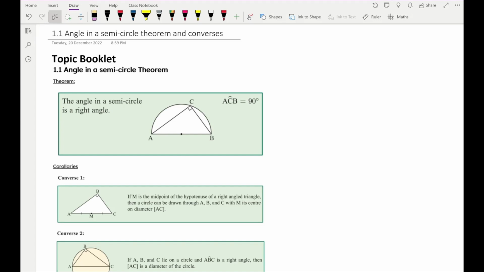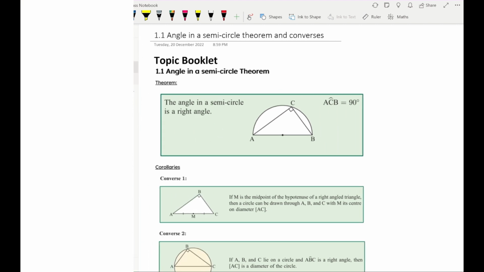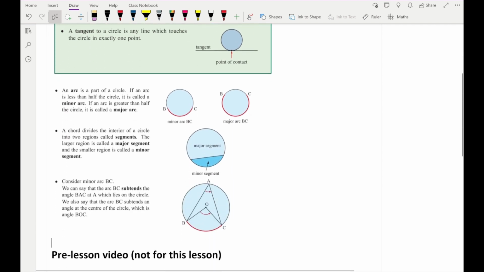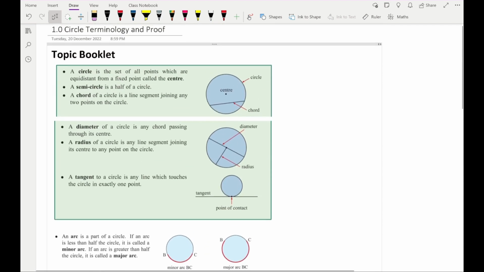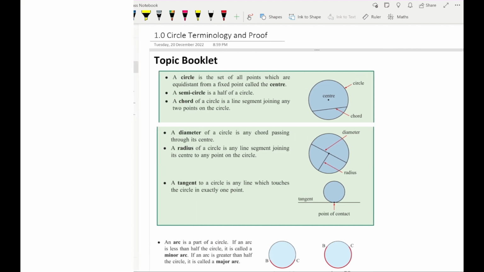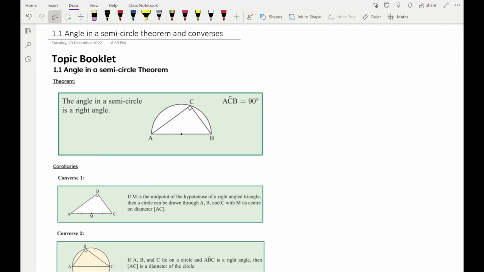Okay, in this video we're talking about the angle in a semicircle theorem. But just before looking at it, make sure you're familiar with the circle terminology and proof, because all this stuff's really important. The other stuff that can come up a lot are the angle theorems and properties of triangles that you might have seen in previous years. If you're not super familiar with them, don't worry, because we'll go over those as we come to them.